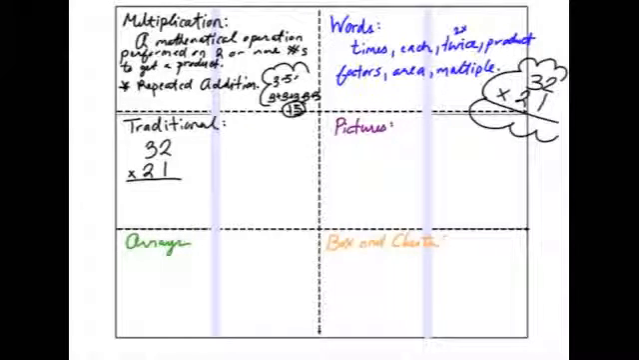So the first thing we're going to do is multiply our ones digits, which is 1 times 2, and that equals 2. Then we're going to multiply our ones digit times our tens digit. 1 times 3 equals 3. Then we're going to have our 0 placeholder.